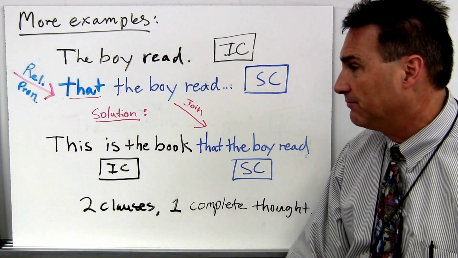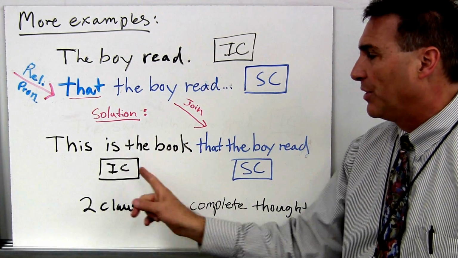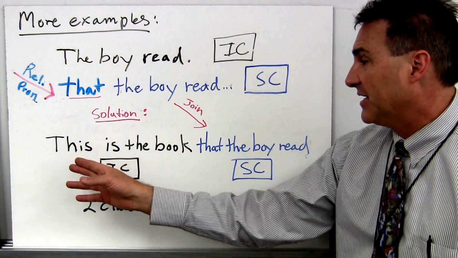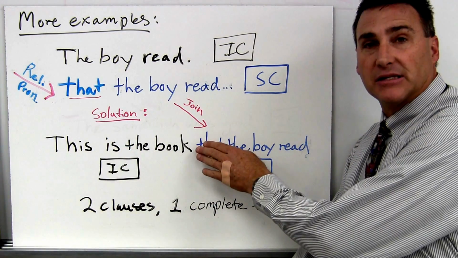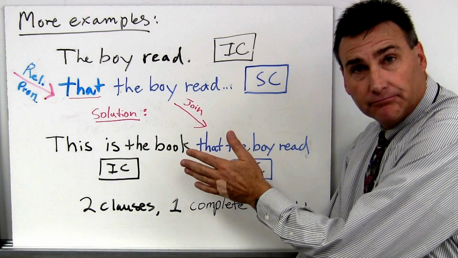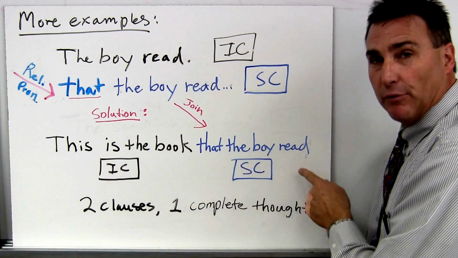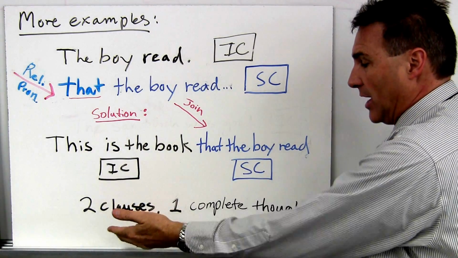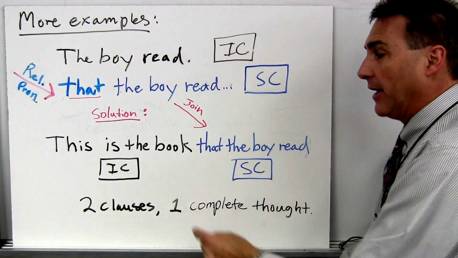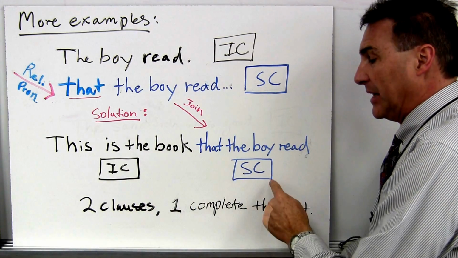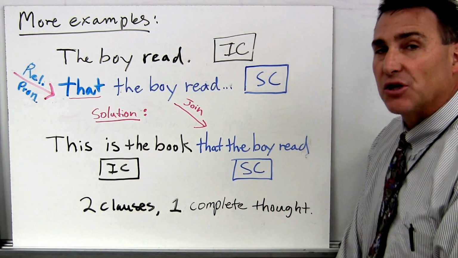So what's our solution? Again, we join it with an independent clause. This is the book. That could be a sentence by itself, right? That's an independent clause. This is the book that the boy read. And again, we have two clauses, but one complete thought. The independent clause completes the subordinate clause.